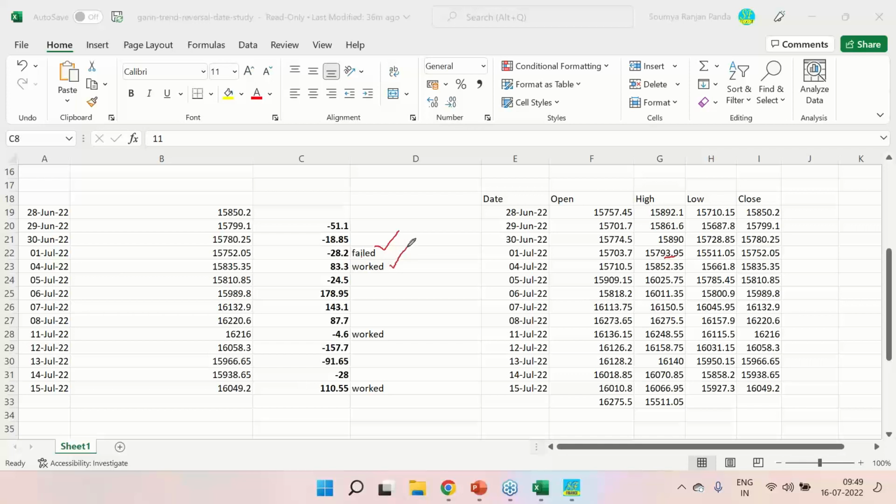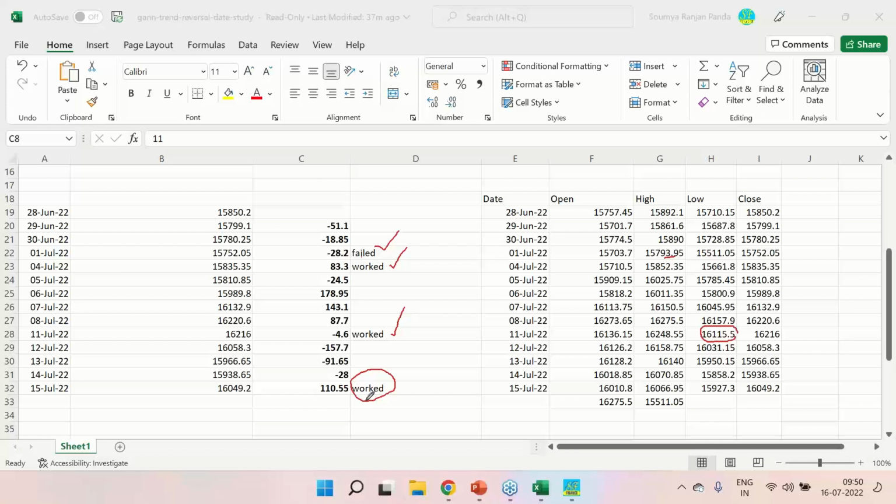4th July worked perfectly. 10th is a holiday. 3rd was a holiday, so 4th should be taken. So here 11th July it has worked perfectly, though it is a small negative closing. But if you go to 11th July, we have gone to 16,150, and that also worked. This also has worked.